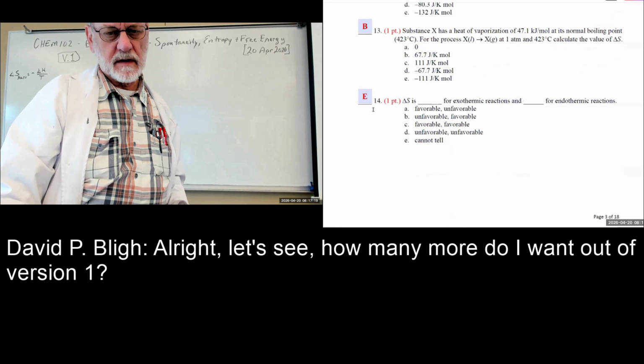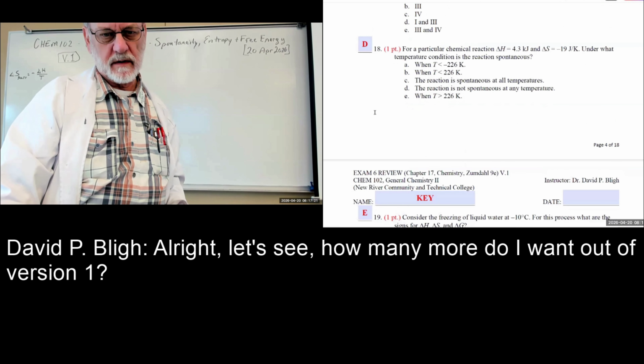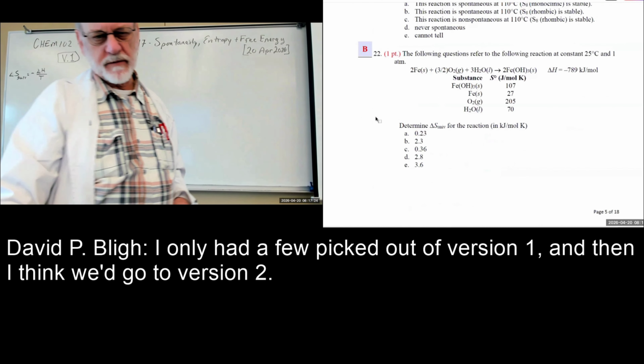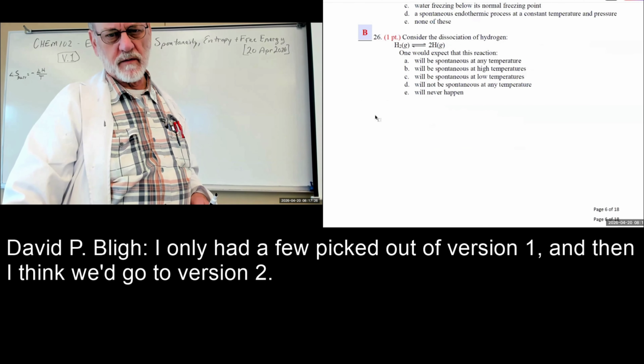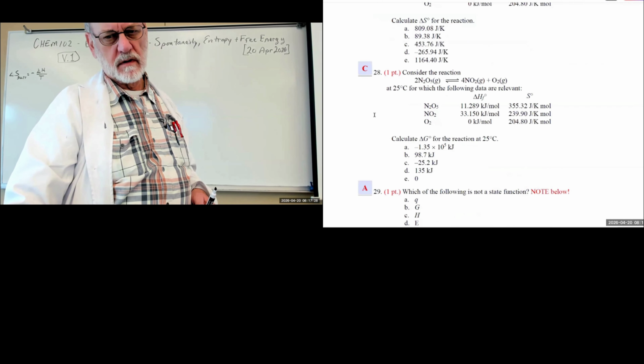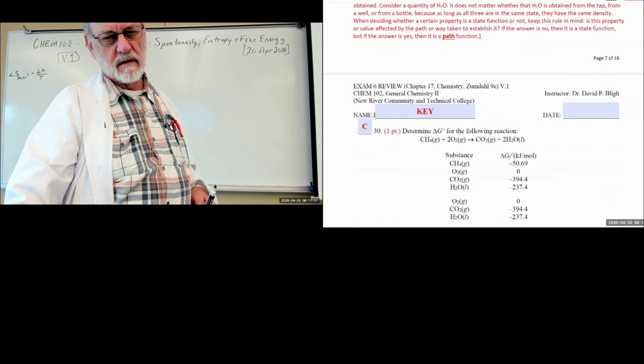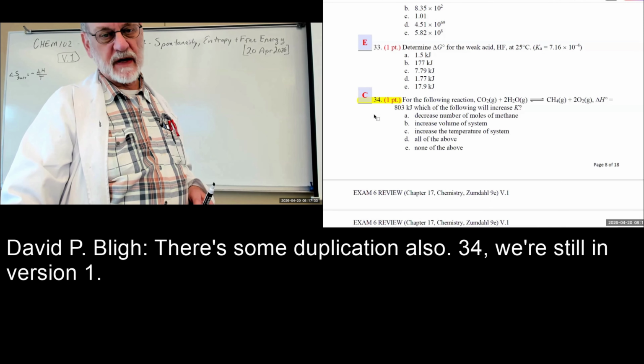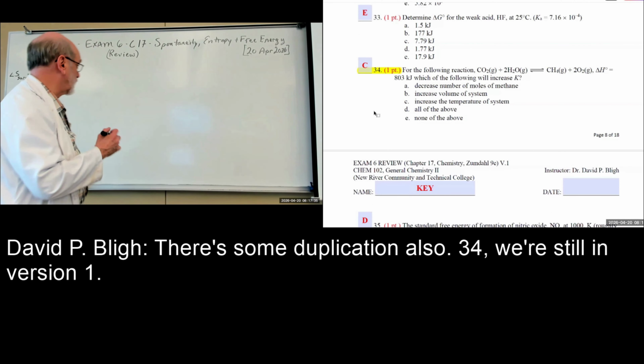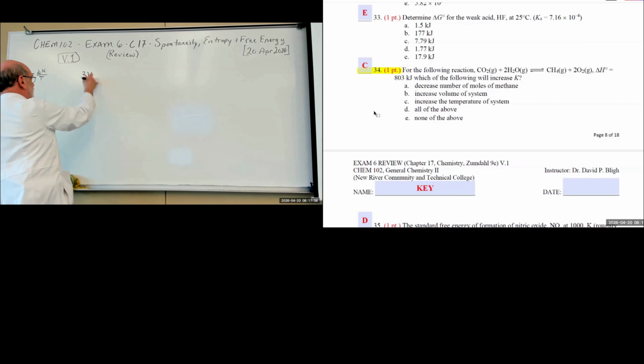All right, let's see. How many more do I want out of version 1? I only had a few picked out of version 1, and then I think we'd go to version 2. There's some duplication also. 34, we're still in version 1. Okay.